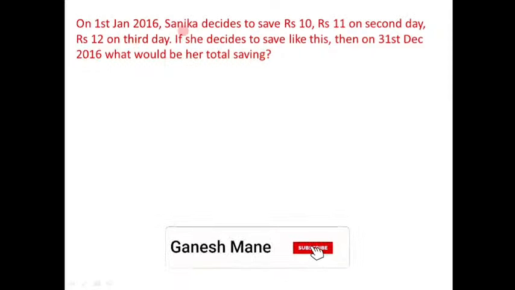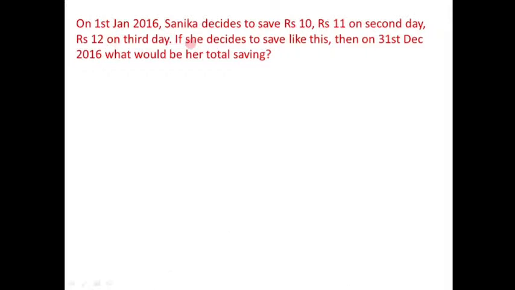In this question, Sanika starts to save rupees 10, 11, 12 and so on up to 31st December 2016, and she started saving in this way from 1st January 2016. So in a year, daily she decided to save 1 rupee more than the previous day. The question is, what would be her total in that year?